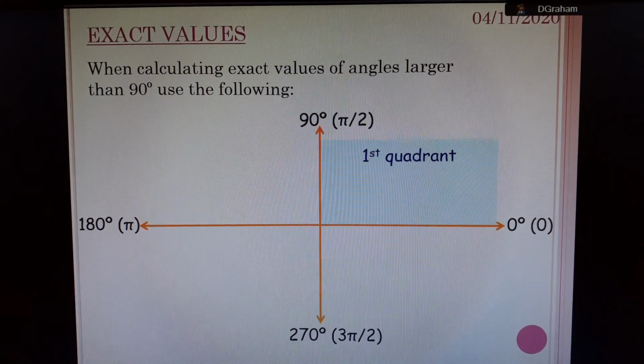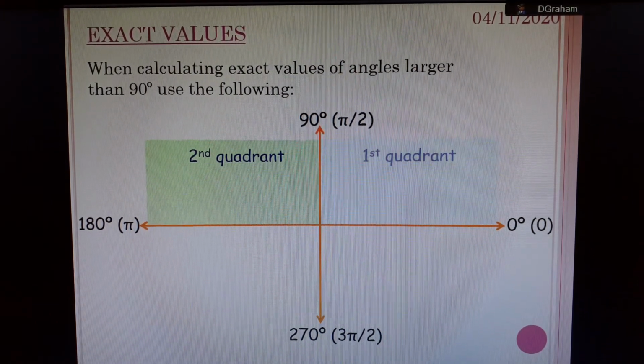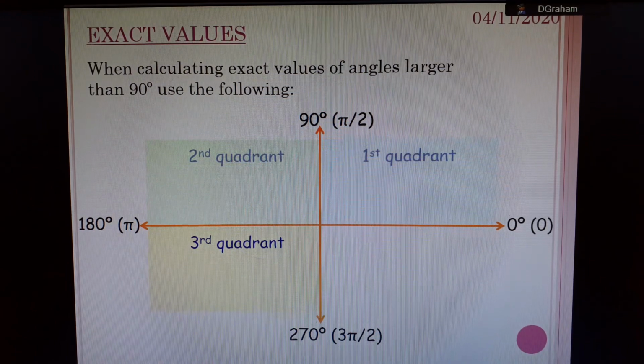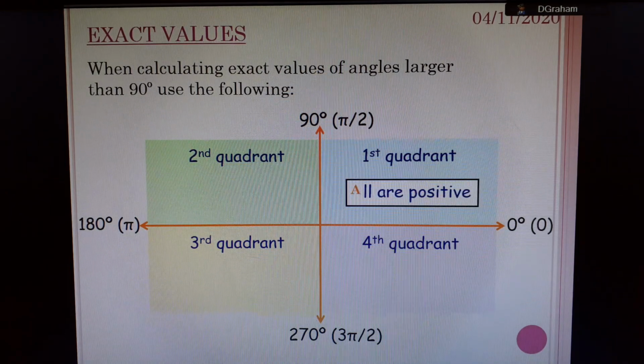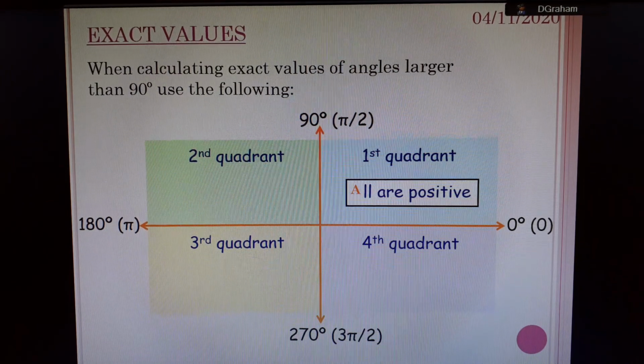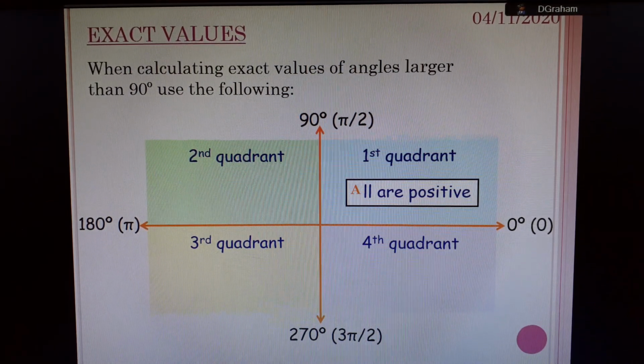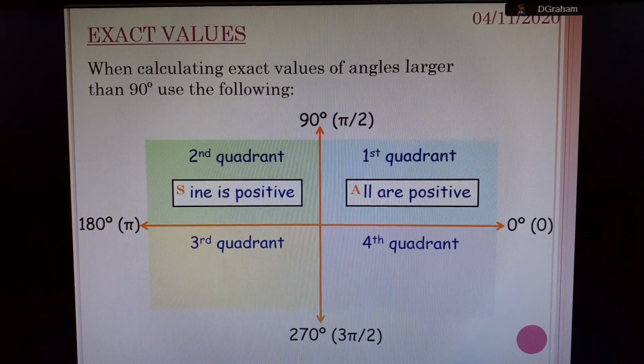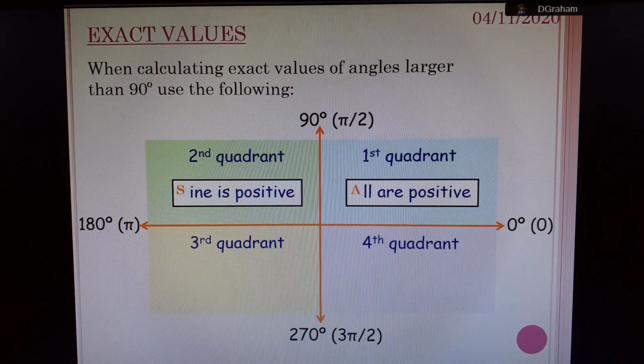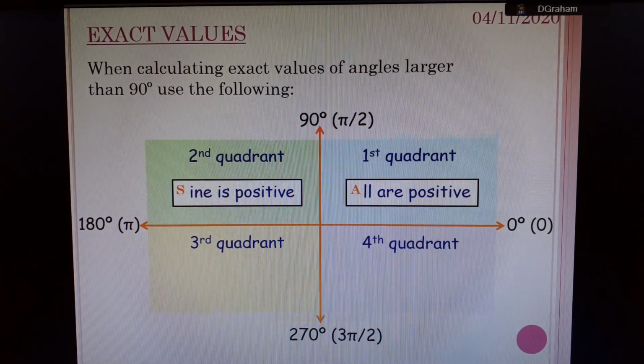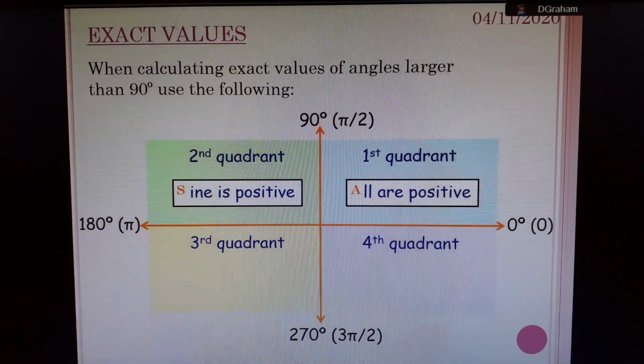So this between 0 and 90 is the first quadrant. Second quadrant, 90 to 180. Third quadrant, 180 to 270. Fourth quadrant, 270, back to 360 again. In the first quadrant, all of the graphs, the sine, the cos and the tan, are all above the x-axis. They're all positive. All the y values are positive. In the second quadrant, it's only the sine graph that's positive. The cos and the tan are actually below the x-axis between 90 and 180. So it's only the sine graph that's above, and that's the only one that's positive.